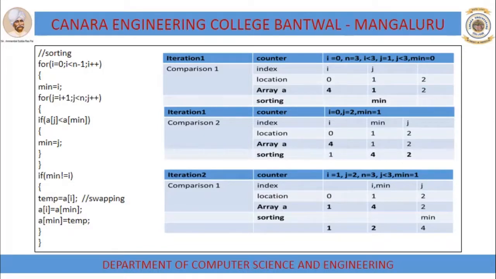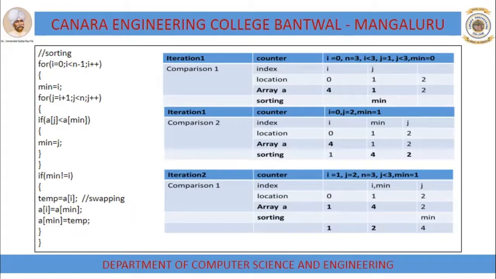So now a of j is 1, and 1 is less than 4. The condition 1 is less than 4 is checked, and since 1 is less than 4, the condition is true. So now the new minimum element will be 1. Now minimum should point to this location, so that is why minimum equal to j. So the minimum value now becomes 1, and minimum points to location 1.